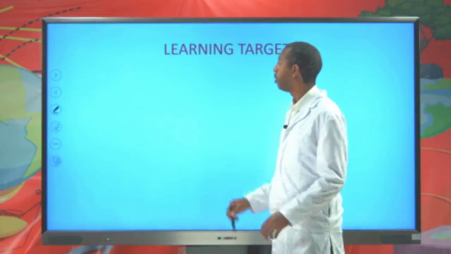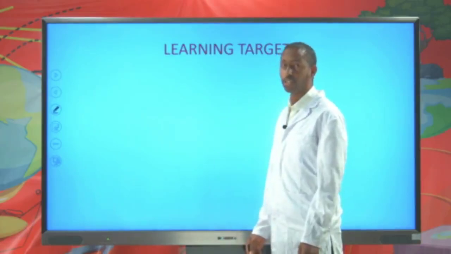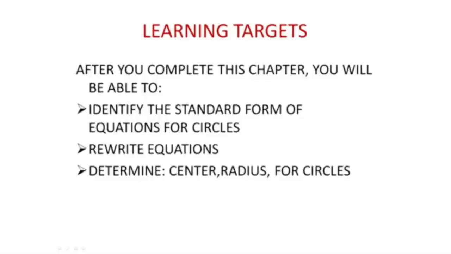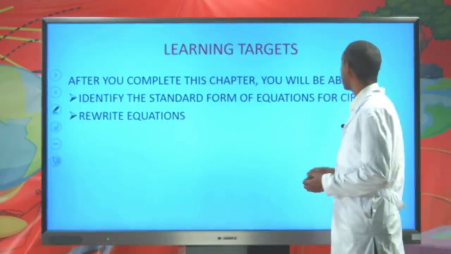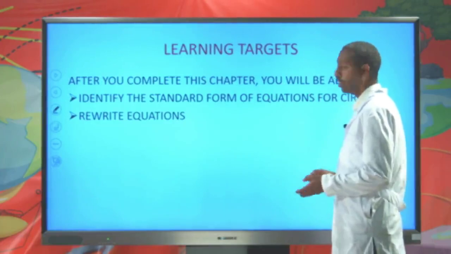We have some objectives to attain at the end of this lesson. So let me introduce what our learning objectives are. After completing this topic, you may be required to identify the standard form of equations of a circle. In geometry, as you know, there is a standard form of equation of a line. The same way, we may write standard equations of a circle.